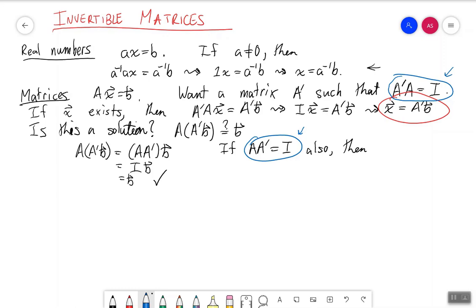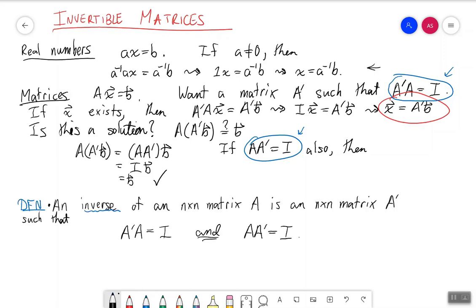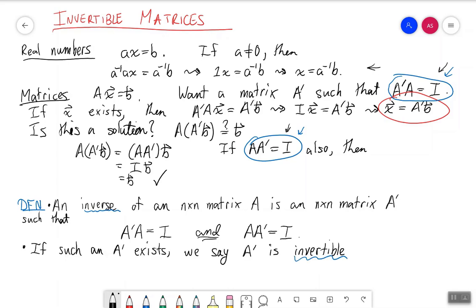And this motivates the definition that we will use for matrix inverse. For the moment, I'm going to just talk about square matrices. We'll talk about non-square matrices in the next lesson. An inverse of an n by n matrix A is an n by n matrix A prime such that A prime times A is I, so that's our first condition over here, and A times A prime is I, and that's our second condition over here. If such an A prime exists, we say that A is invertible.